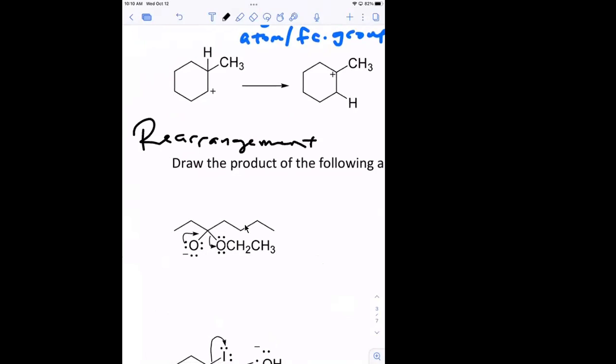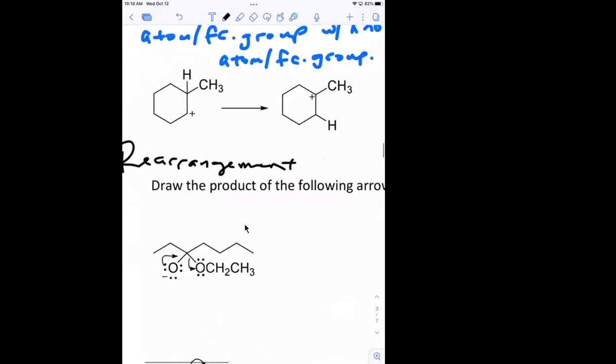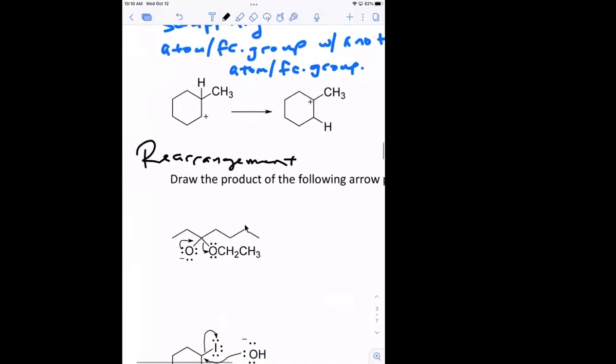Look at that example and tell me what happened. Hydrogen moved to where the plus charge was? Yes, so the hydrogen that's here moved here. And the plus charge moves to where the CH3 is. Yes, good. So what happened in this case, and I'm going to show the arrows here, is the hydrogen that was here ends up here.